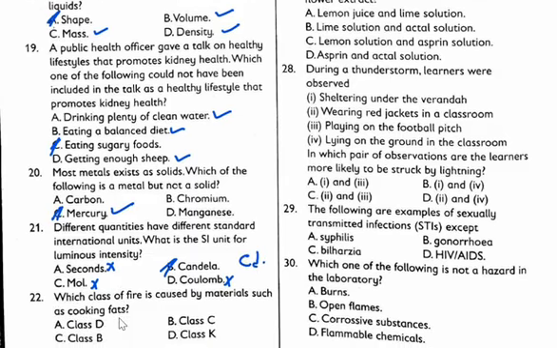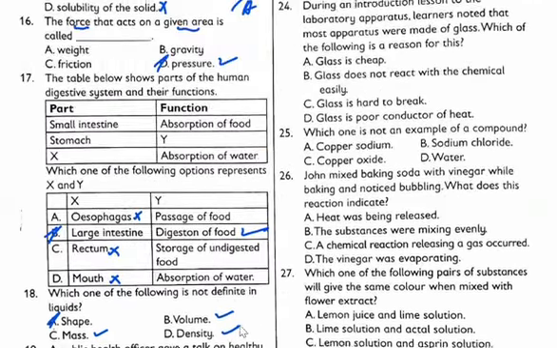Number 22. Which class of fire is caused by materials such as cooking fats? A, class D, B, class C, C, class B, D, class K. So cooking fats, a kitchen fire, belongs to class K. And therefore, the answer is D, class K. Let's go on to 23.